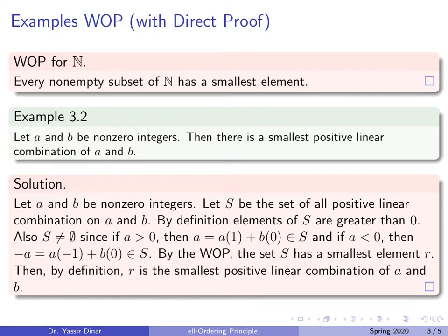We see in this example that the well-ordering principle is a very powerful tool, because when you give me A and B integers, I didn't tell you how you can construct this smallest positive linear combination. I know that it exists by using the well-ordering principle. So what we have here is an existence problem.